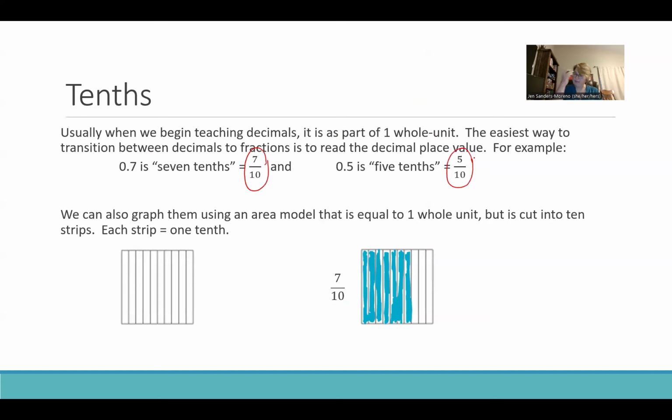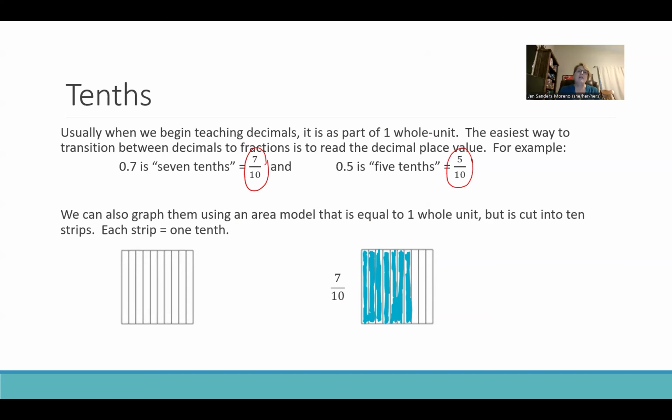Now, I will say we don't want students to reduce 5/10 to a half. Right now, we want to leave it with a denominator of 10, and in a little bit a denominator of 100, because we want to see that continuity between the decimal name and what the fraction looks like. So try not to write your fraction in lowest terms.